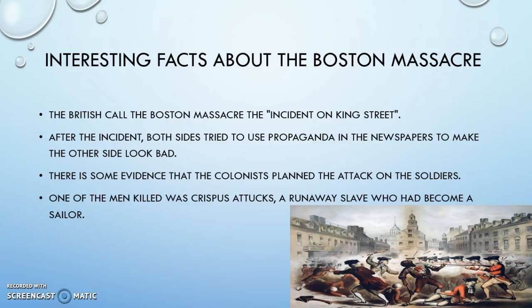So depending on who you ask and what you read, it will have things like, "No, the Loyalists started it, the Redcoats started it, no, the Patriots started it." So just depend on who you ask. There is some evidence that the colonists planned the attack on the soldiers. One of the men killed was Crispus Attucks, a runaway slave who had become a sailor. He was one of the first people killed during the Boston Massacre.